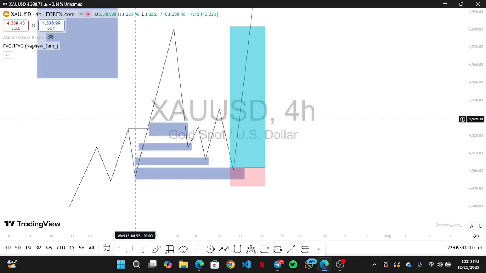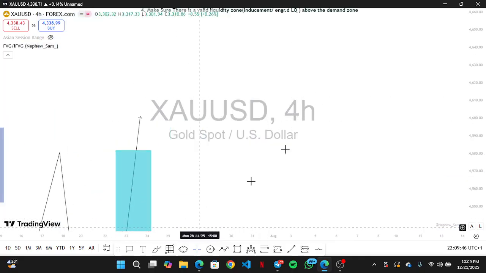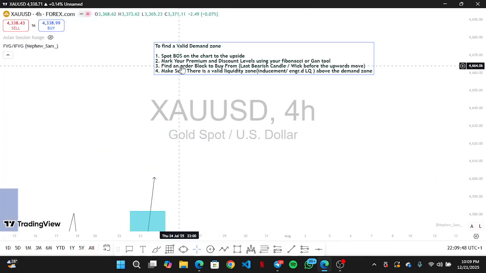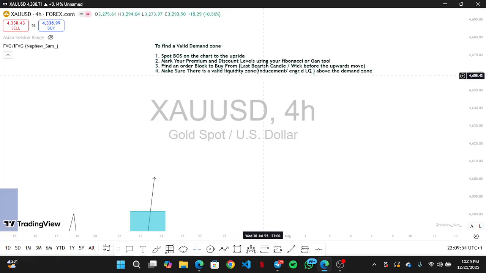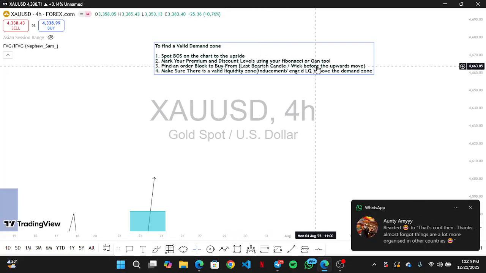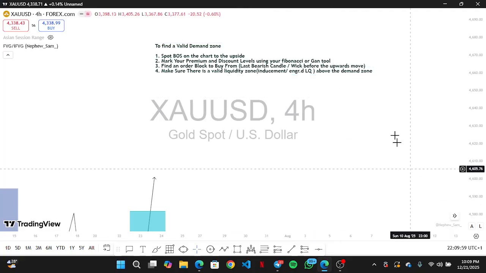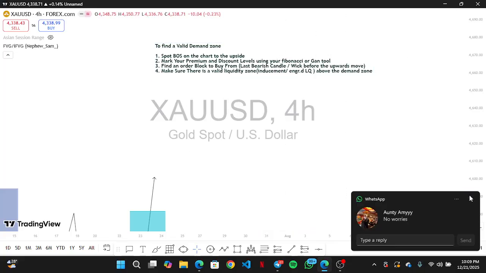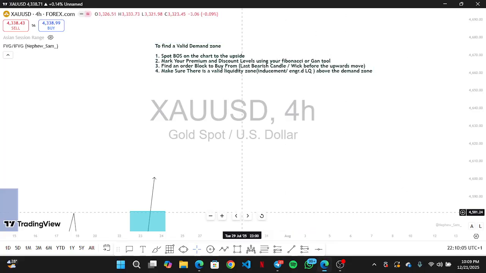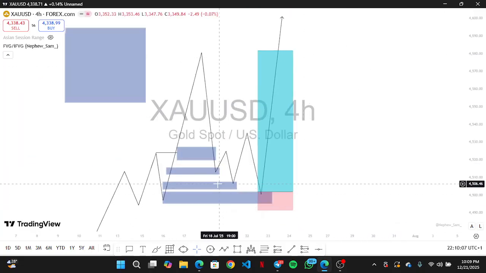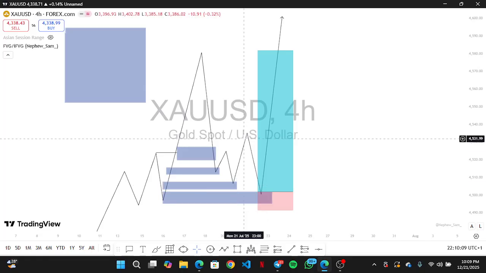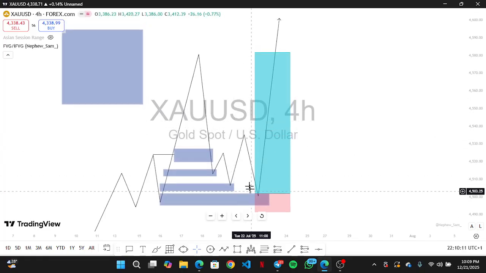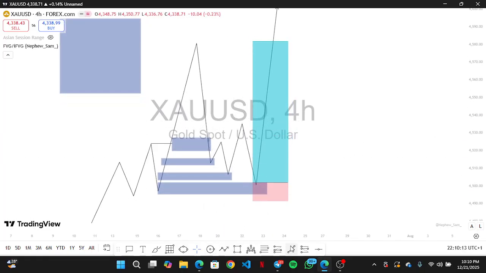So now you find all the other blocks on this demand zone, which was the third step I wrote. Find another block to buy from. Mark out all the other blocks if you need to, or if you're just good in looking, that's fine. Which is last bearish candle before last bearish candle or week before the upwards move, and so on and so forth. So now, as I was saying, this is what we call an engineered liquidity.